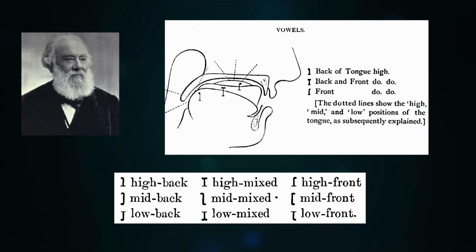One of the great pioneers was the Scot Alexander Melville Bell, father of the telephone's inventor Alexander Graham Bell. Before they moved to North America, the two of them gave phonetic lecture demonstrations at UCL. Bell Sr. classified vowels in terms of how high or low he felt the tongue was positioned, and how front or back in the mouth.